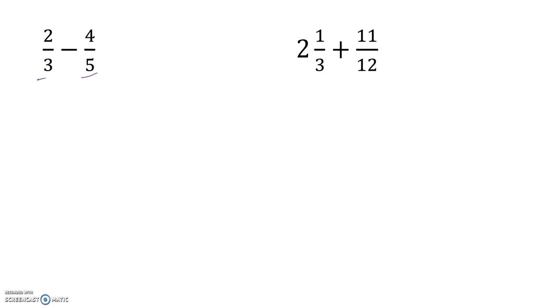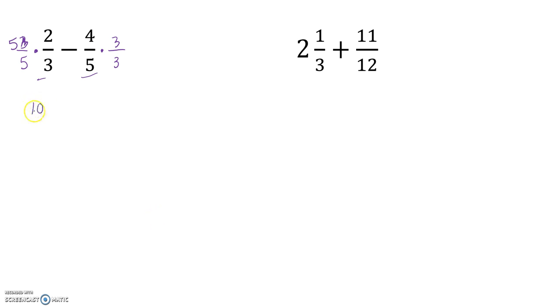And it would be 15, which means that if I multiply 3 by 5, I will get 15. And if I multiply 5 by 3, I will get 15. In fractions, you can multiply by anything as long as you multiply it to both the numerator and denominator. So the first fraction gets multiplied by 5 over 5. The second fraction will get multiplied by 3 over 3.